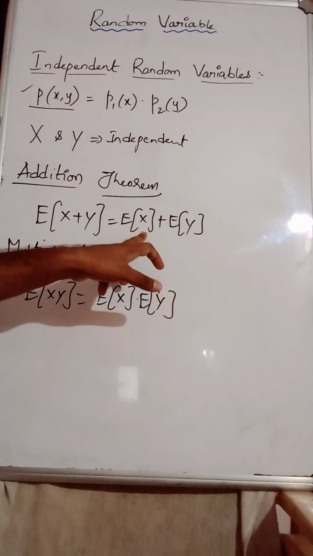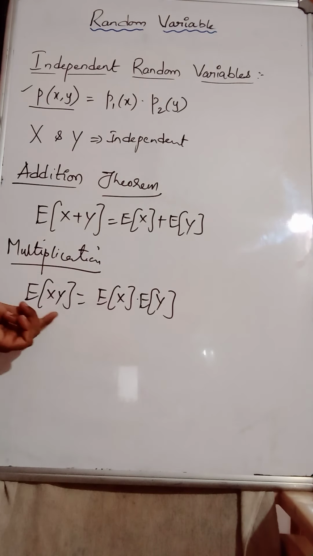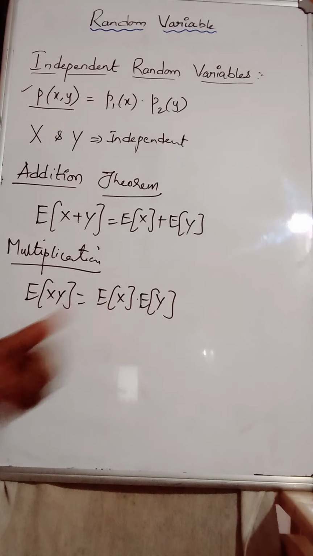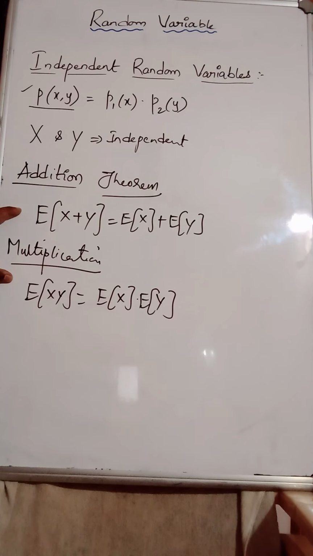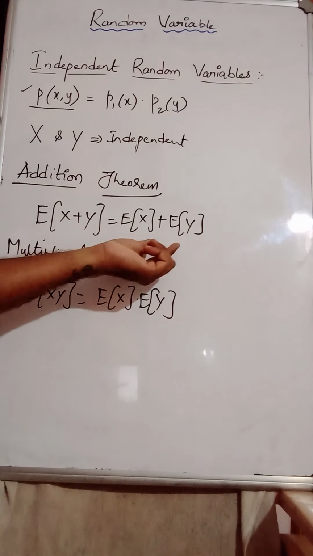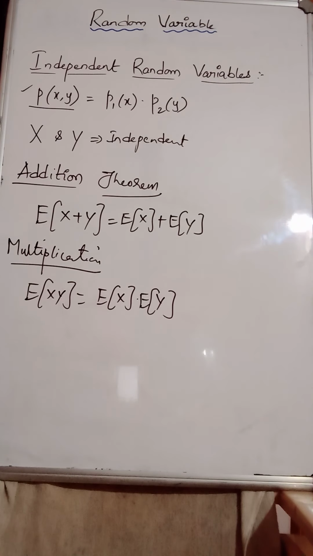Expectation of x plus y equals expectation of x plus expectation of y. Expectation of xy equals expectation of x into expectation of y. Remember these two formulas and this one. These three are useful to solve the problems. Clear? Now, as a statement of the addition theorem: let x and y be random variables with expectations expectation of x and expectation of y, then the sum of these random variables becomes expectation of x plus expectation of y.